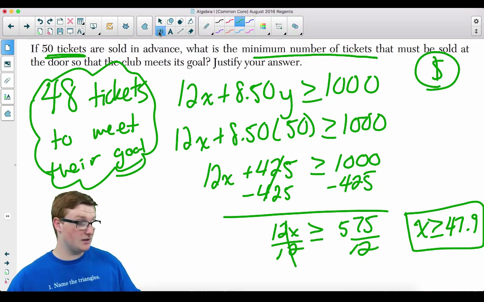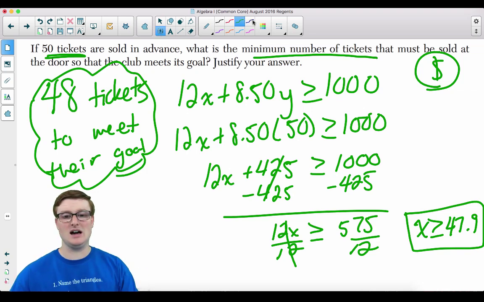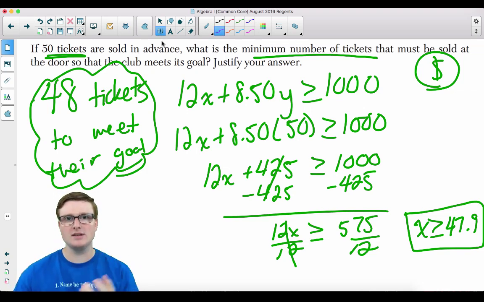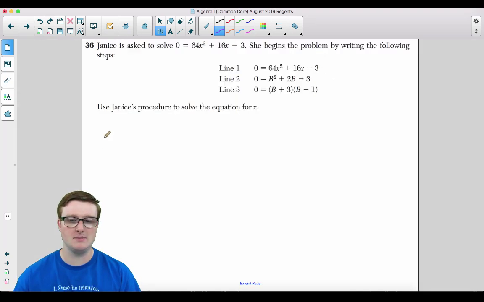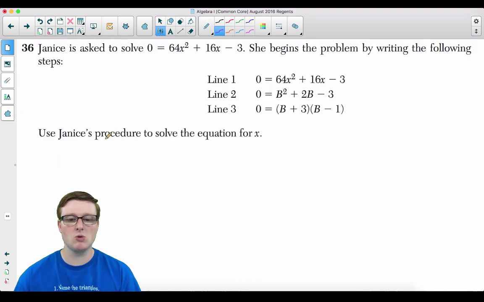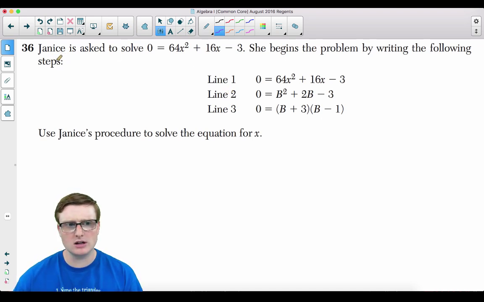All right, last of the part 3s, which I'm going to be completely honest. I remember when this Regents was administered, and I actually had a teacher walk up to me. I'm not going to mention names, but a teacher walked up to me, I think during the Regents exam, and she was like, I can't believe that they did this. Well, let's take a look at this.